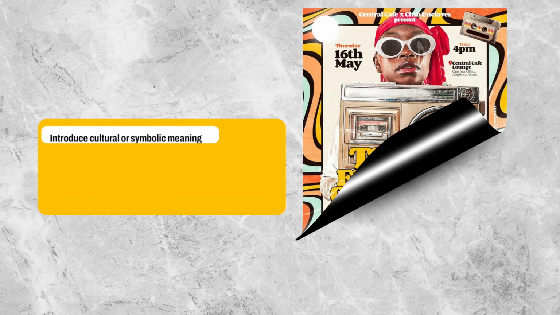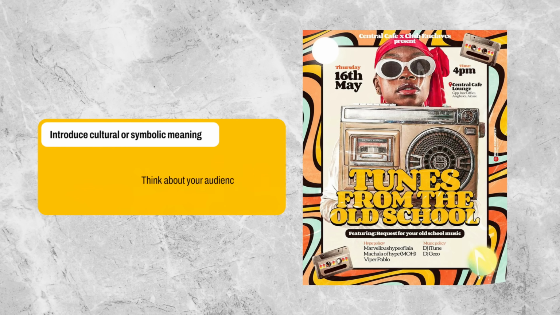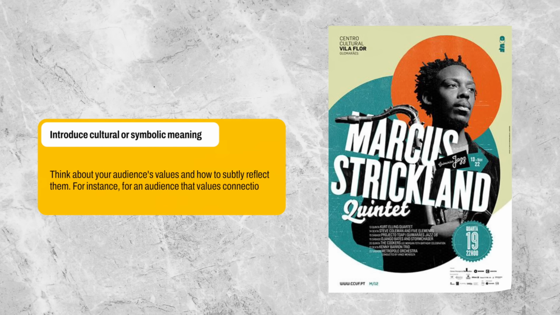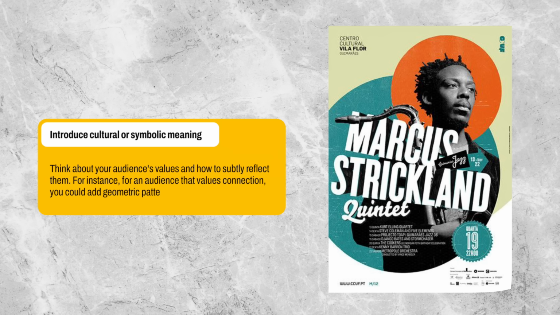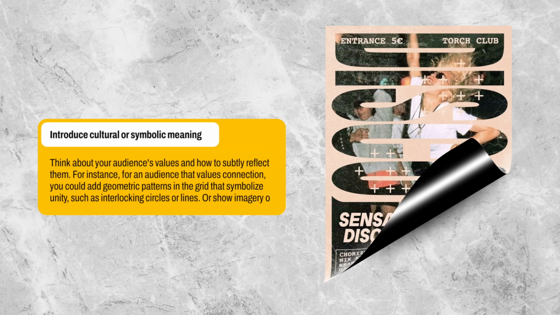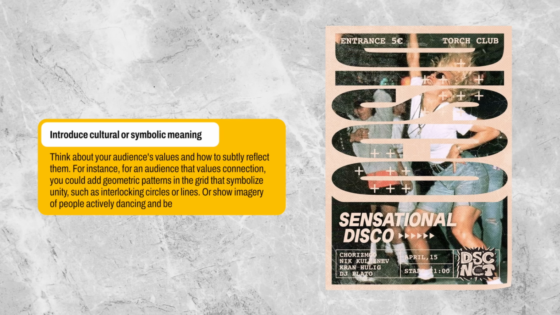Introduce cultural or symbolic meaning. Think about your audience's values and how to subtly reflect them. For instance, for an audience that values connection, you could add geometric patterns in the grid that symbolize unity, such as interlocking circles or lines. Or you could simply just show imagery of people actively dancing together and being social.